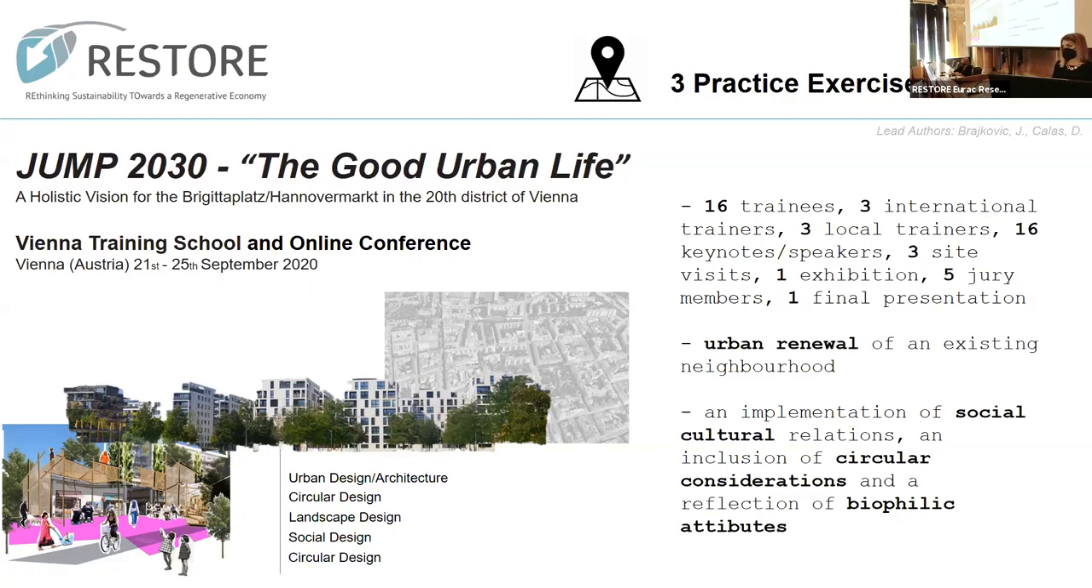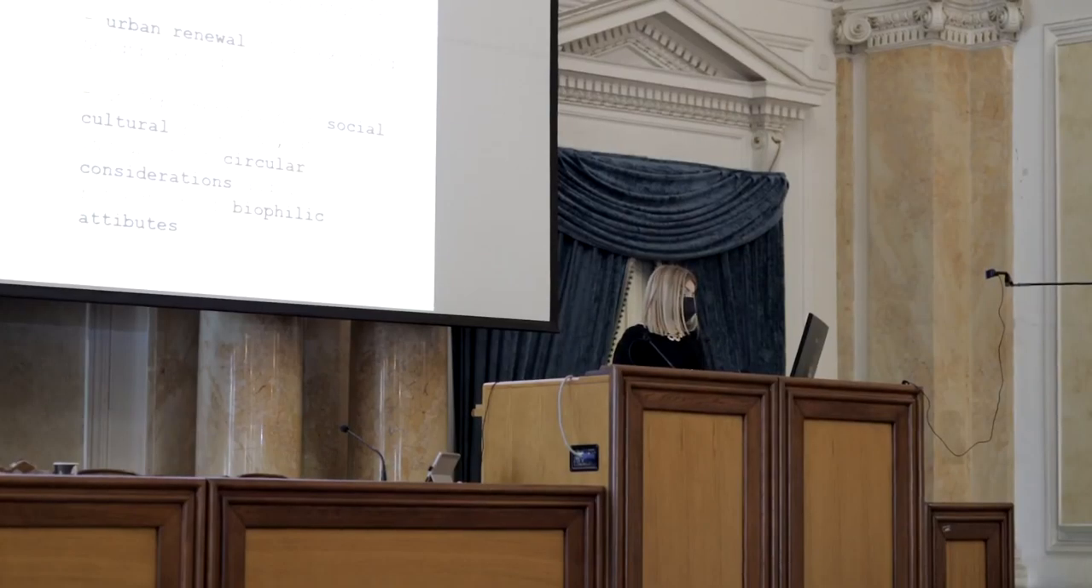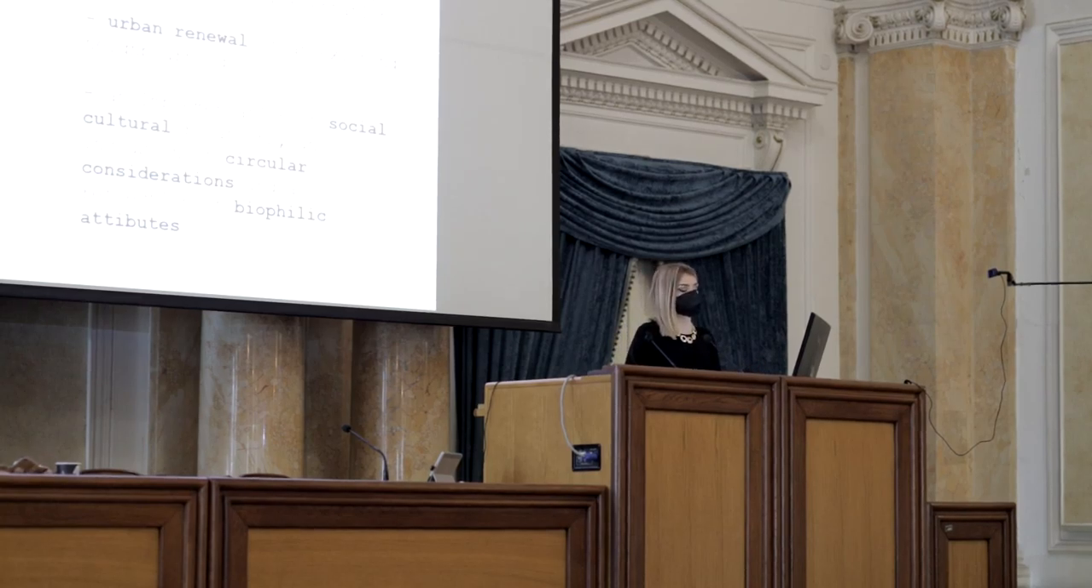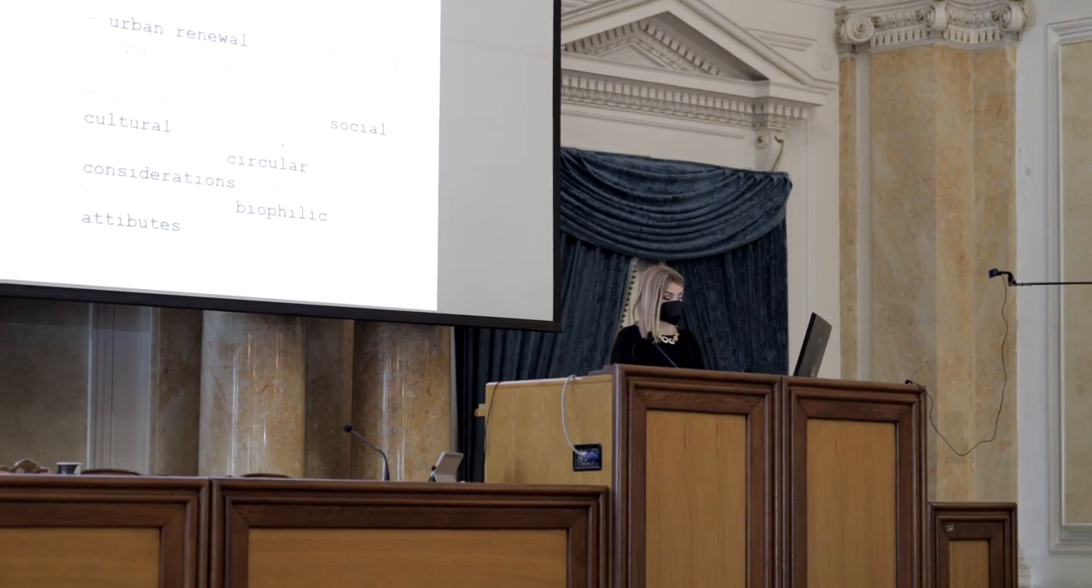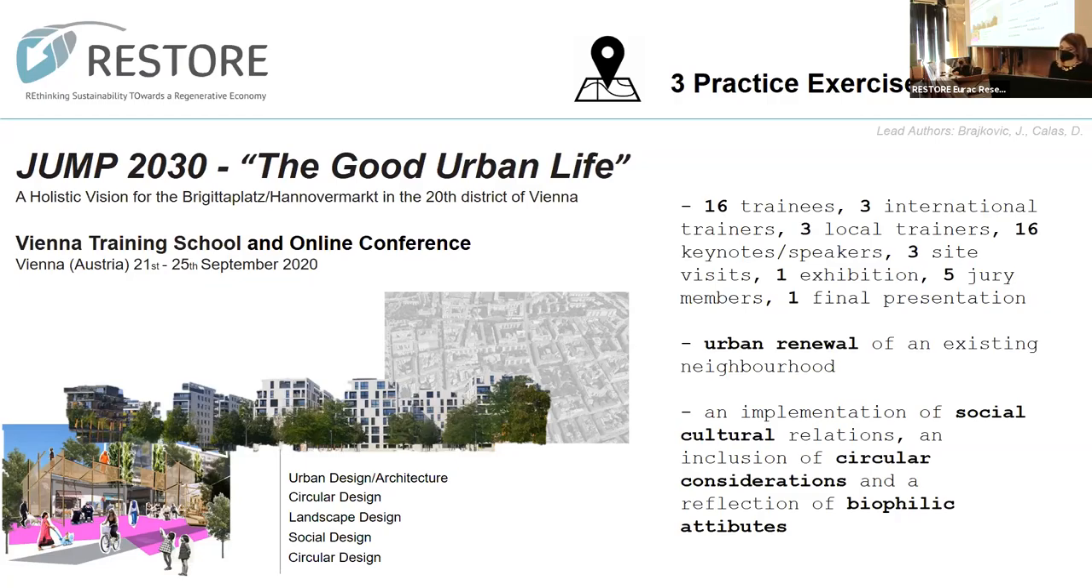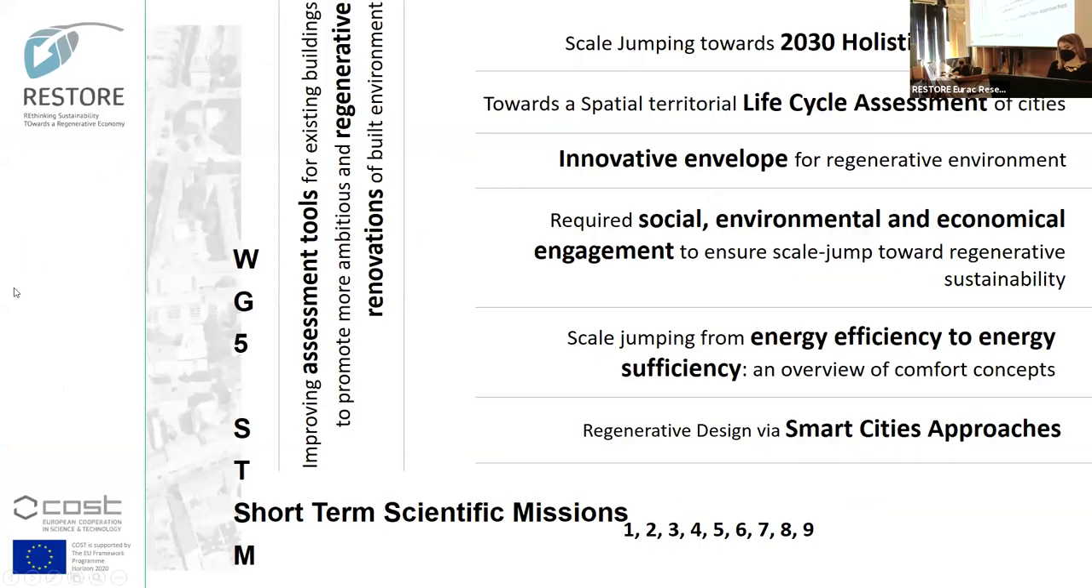You just have to approach it integrally and think through all these aspects. We had trainers in urban design, architecture, circular design, landscape design, and social design. Social design in the sense that we also dealt with the social and cultural background of the district and the city itself, which solutions would be used by which groups, and the geographical connection to place, cultural and historical. So, in short: social cultural relations, circular considerations, and biophilic attributes.